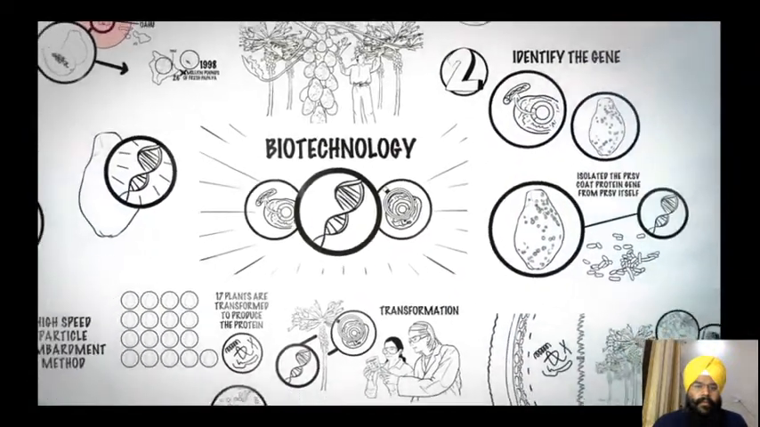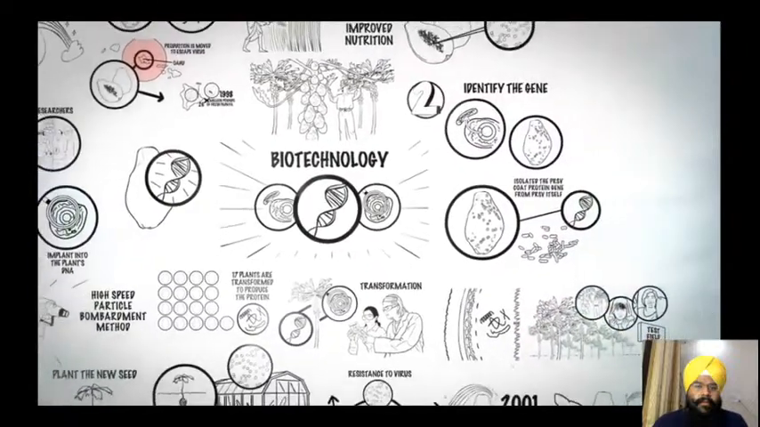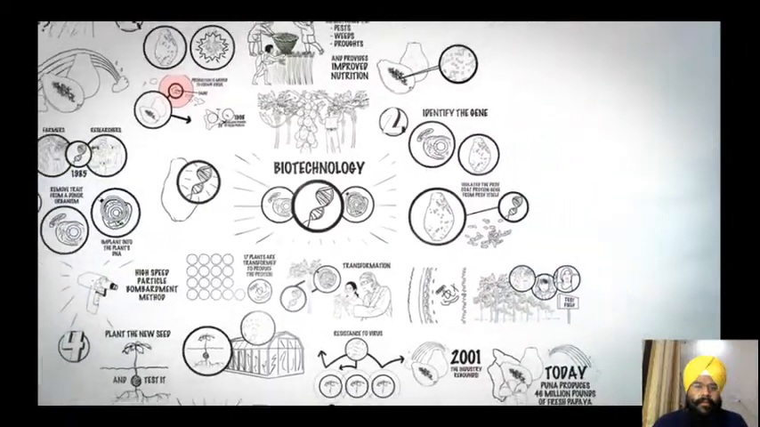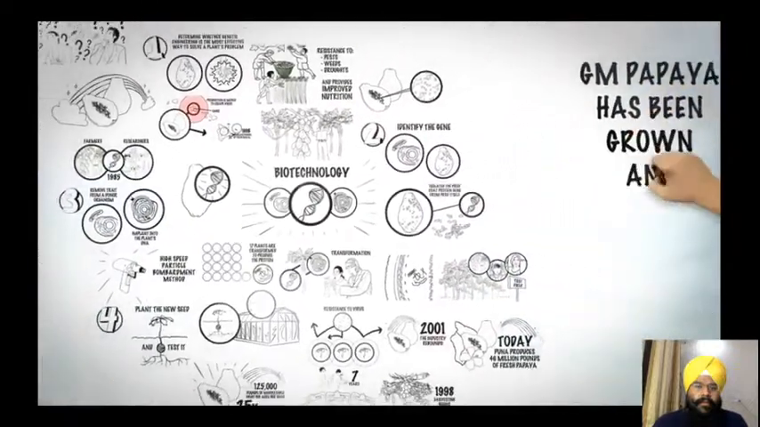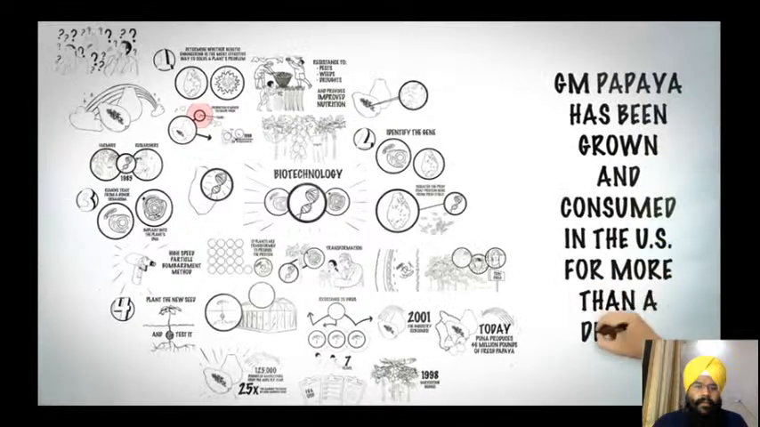As of 2010, 70% of Hawaii's papaya industry is GM papaya. GM papaya has been grown and consumed in the U.S. for more than a decade. This is just one GMO story. We hope to share more with you. Please share your comments.